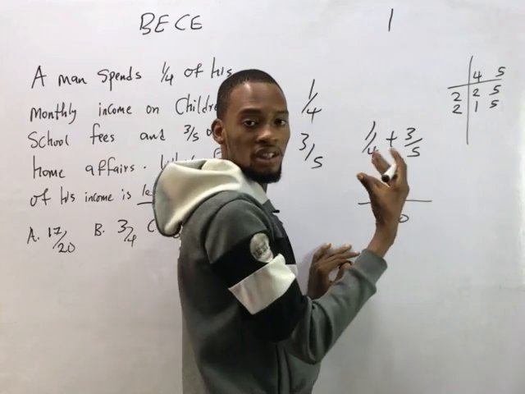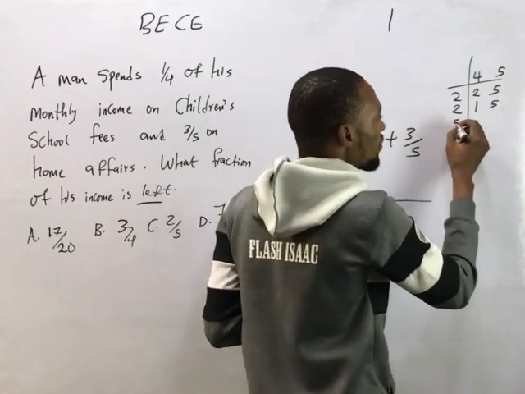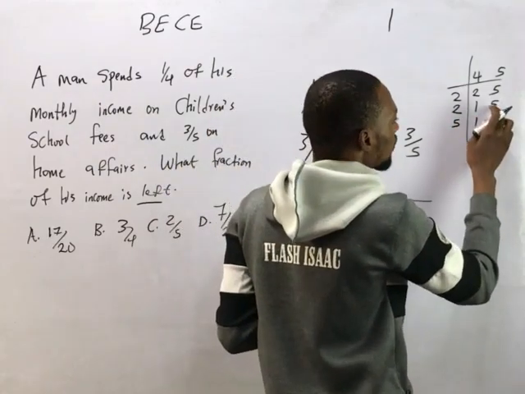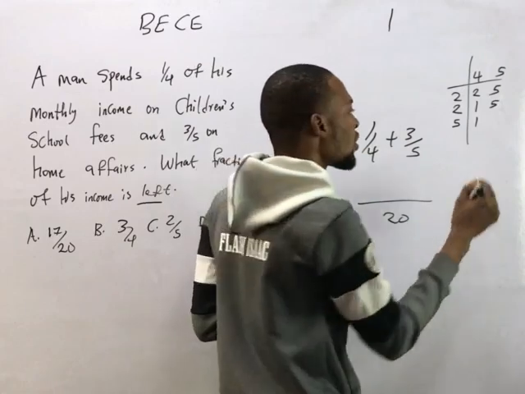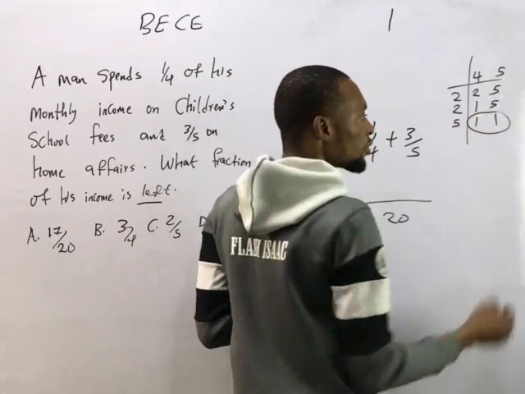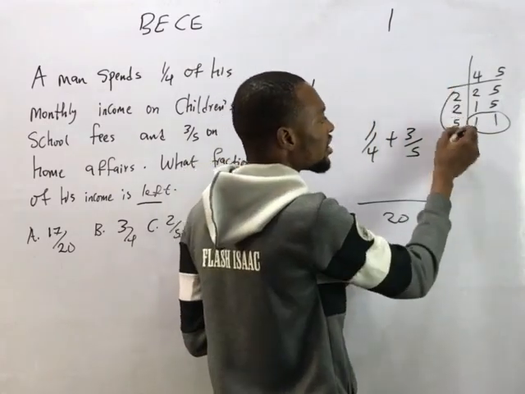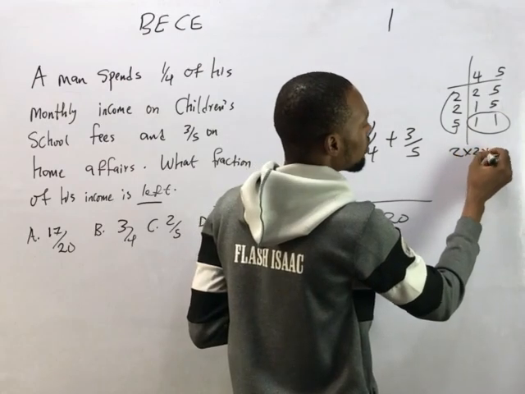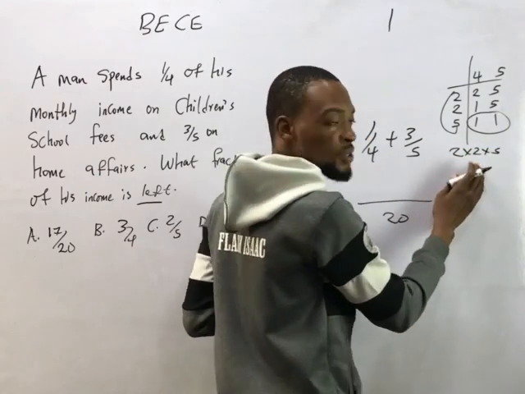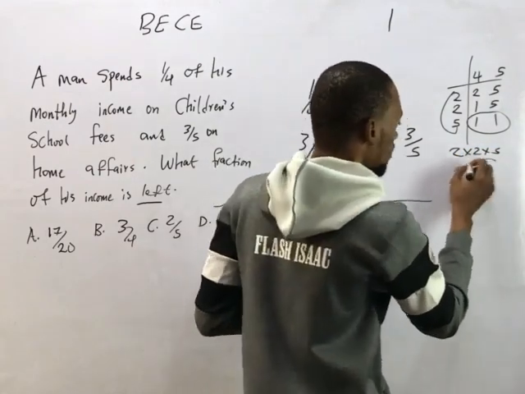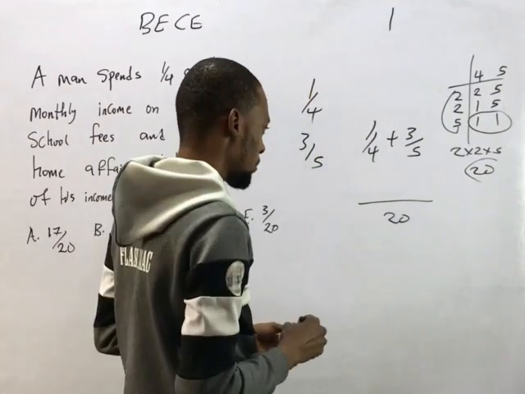Now the next thing that can go is what? 5. So we have 5 here. Here remains 1. 5 divided by 5, it will remain 1. So here we have 1 here and 1 here. Then we are done. Then you multiply everything here. 2 times 2 times 5. So 2 times 2 is 4. 4 times 5 is 20. So that's how we arrived at the LCM.